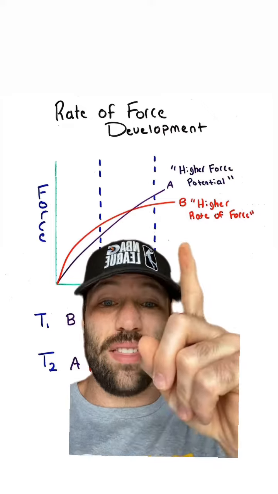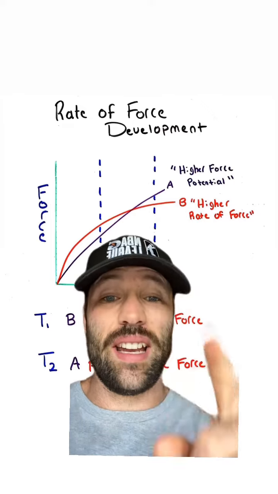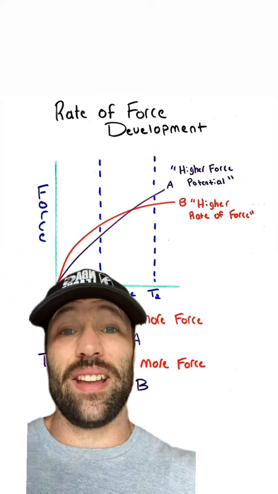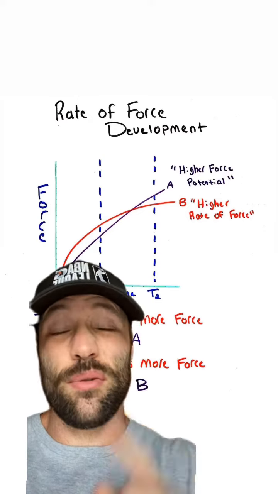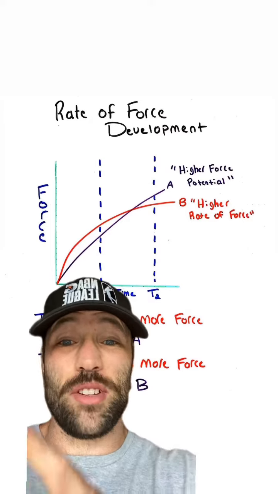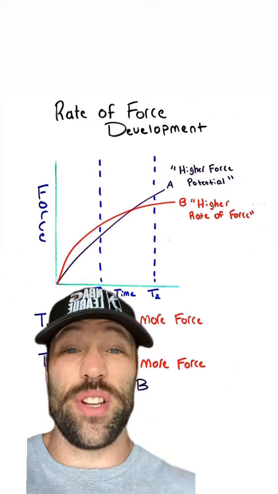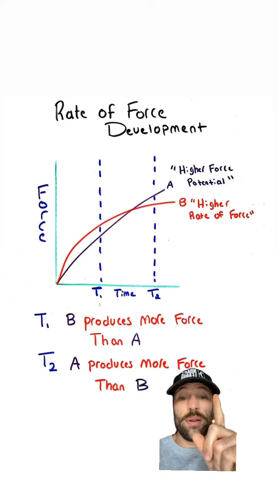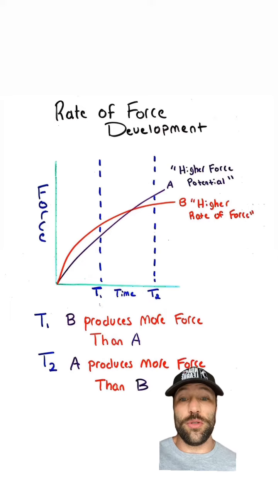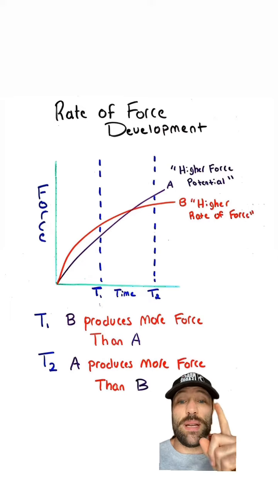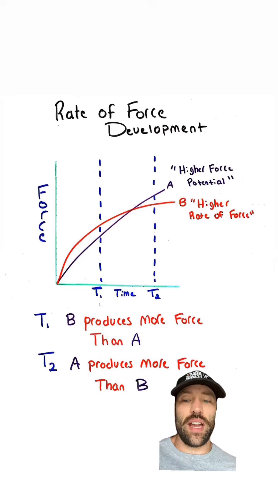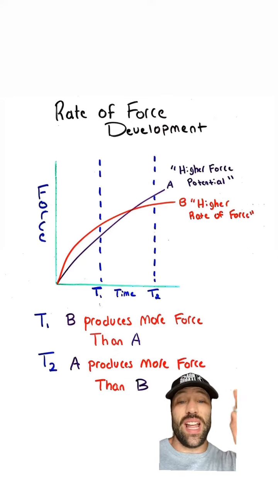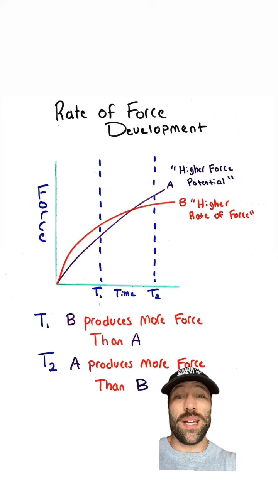Let's pretend we have two athletes, athlete A, which is the black line, and athlete B, which is the red line. Let's say we ask athlete A and athlete B to produce as much force as they possibly can. So we measure that force and then we measure the time over which that force is being produced. What we see is at time period 1, that first blue dashed line, athlete B produces more force than athlete A. However, at time period 2, the opposite is true. Athlete A produces more force than athlete B.